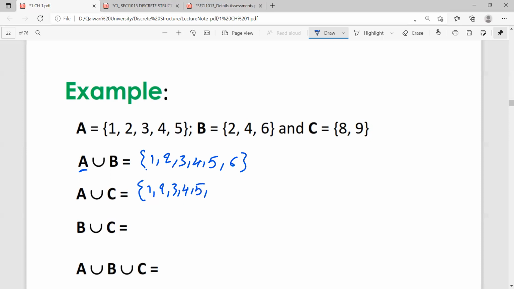Then C, 8 and 9. We are going to write down both because we have none of those 2 elements in A. B union C. We first write down the elements of B, which are 2, 4, and 6. Elements of C are 8 and 9. None of them are in B, so we write down both, 8 and 9.